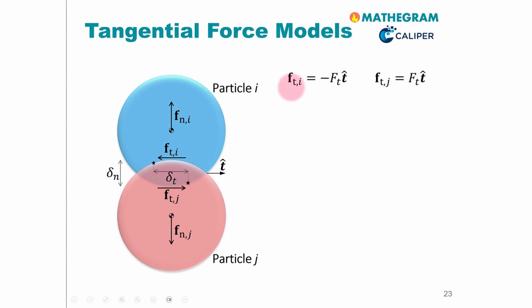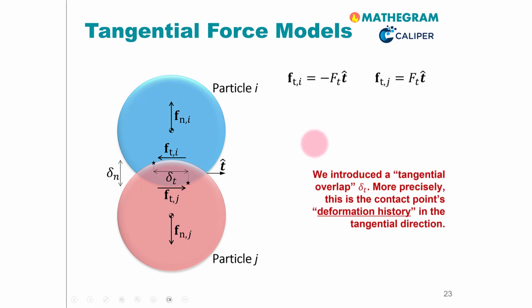Again, we can use Newton's third law, actio et reactio, and this should be clear already to you that the force on particle I must be negative force on particle J, and of course this is also the case for the tangential force components. So to again sum up and stress this important point, we introduce here this tangential overlap in addition to the normal overlap.